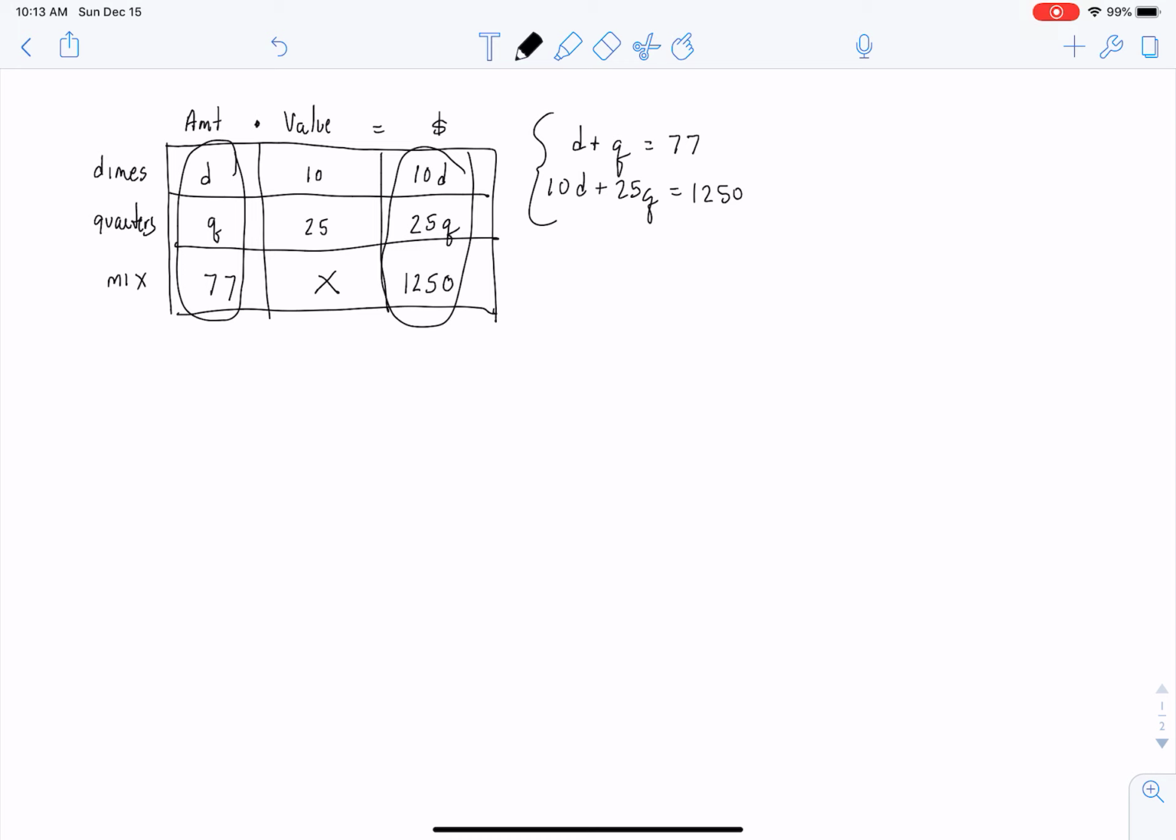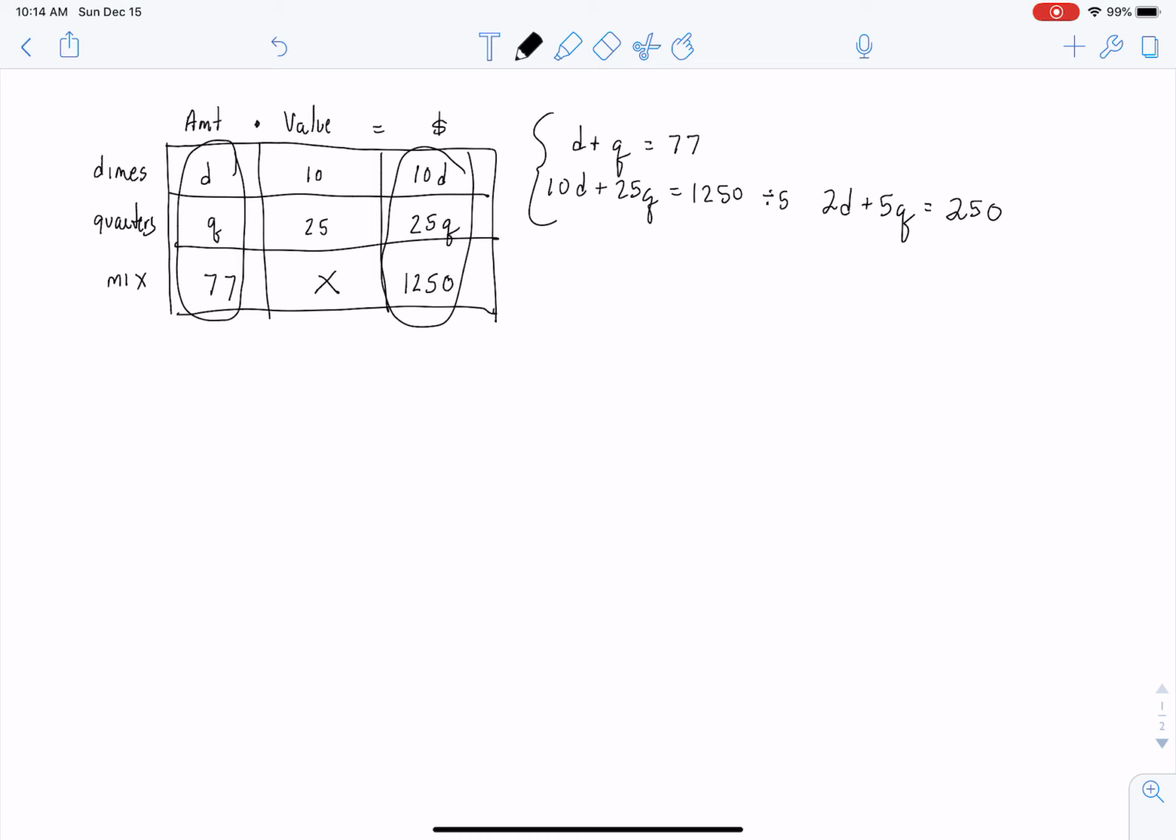And before you start substituting, always best to simplify whenever you can, right? So for the bottom one, we could divide both sides by 5. It'll be a little simpler, right? And we get 10 divided by 5 is 2D. 25 divided by 5 is 5Q. And then 5 into 1,250. Let me see. 5 into 12 is 2. 5 into 25 is 5. So 250, right? Times 5 is 1250.